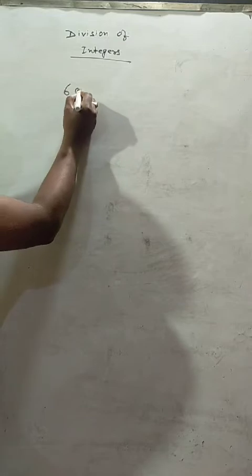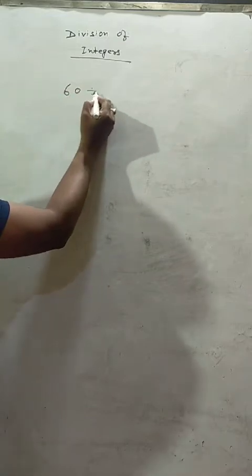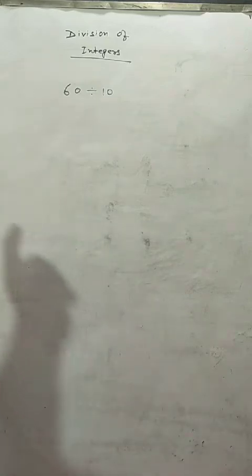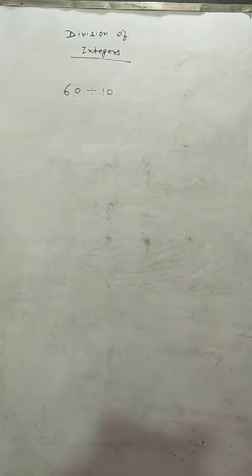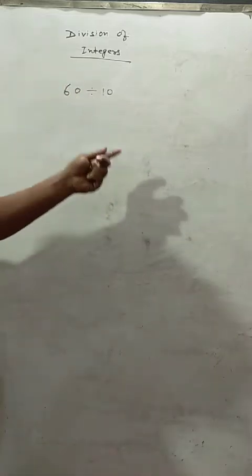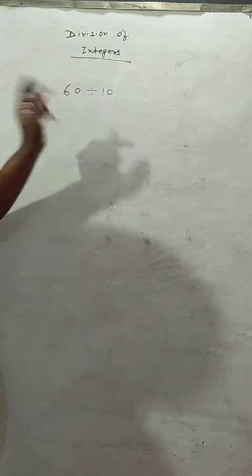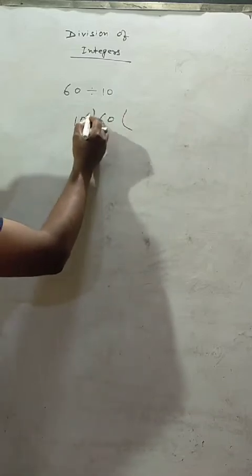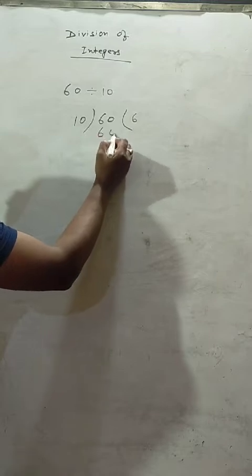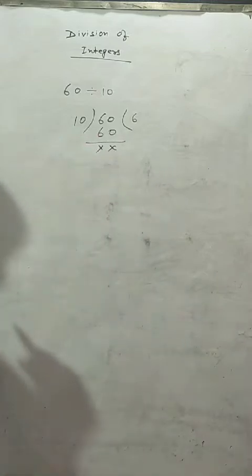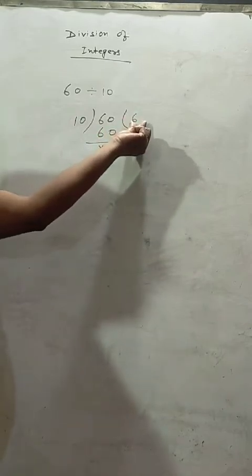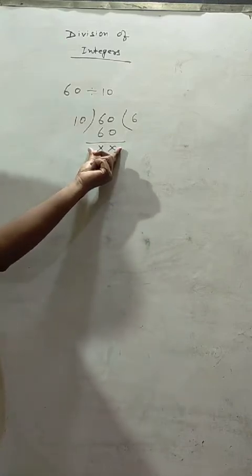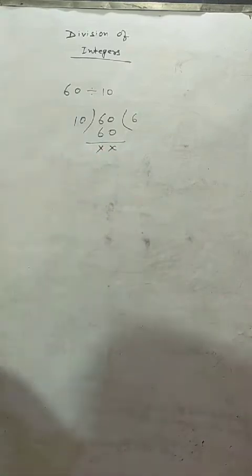Suppose you divide 60 by 10. It means to find an integer which on multiplying with 10 we will get 60. So when we divide 60 by 10, this is called the quotient, this is called the dividend, and this is called the divisor, and this part is called the remainder, since here the remainder is nothing, that is 0.